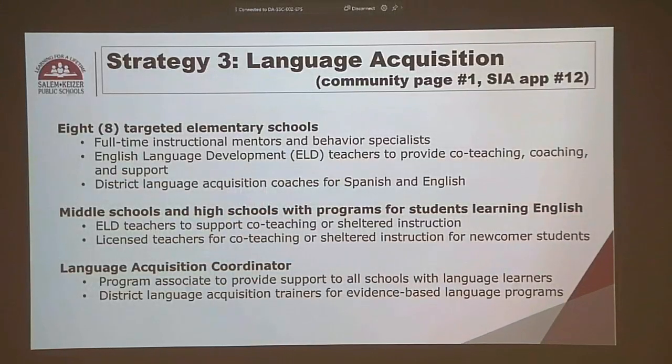And then finally, we are adding an administrator to oversee this, and the administrator will work closely with a program associate who will be providing support to all schools with language learners.